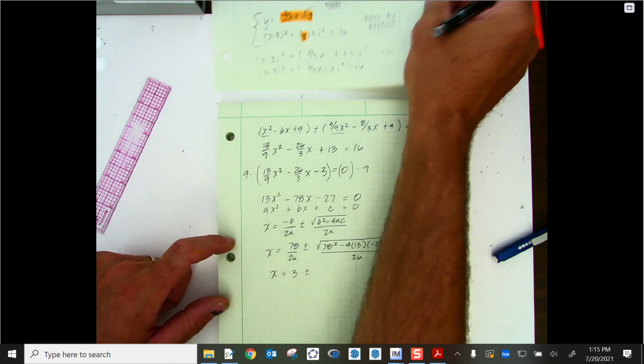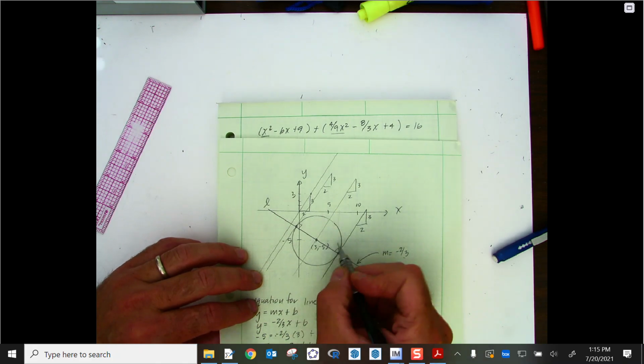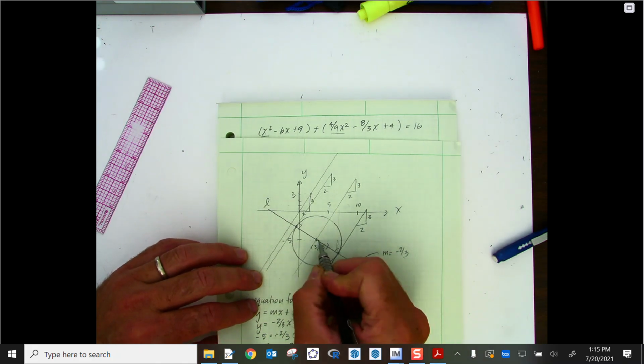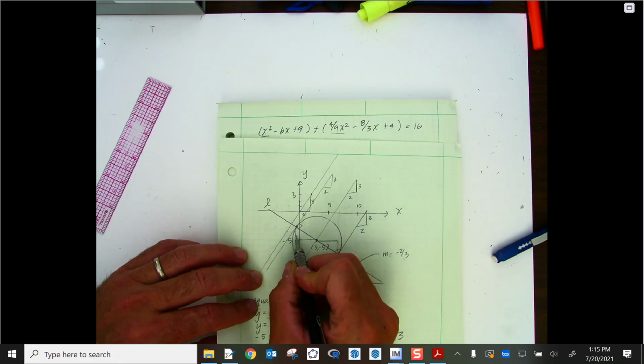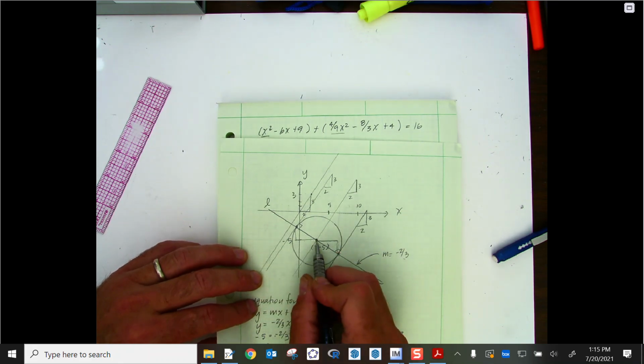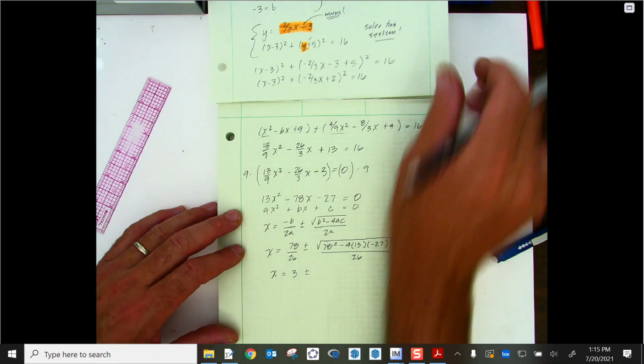The reason is that we're going to have 3 plus and minus some value, right? And you can kind of see that by symmetry here, it's going to be 3 plus whatever this value is, and 3 plus whatever that value is, right? So it makes sense that the first number is 3 plus something minus something. That's going to give me my x coordinate for both of those points.